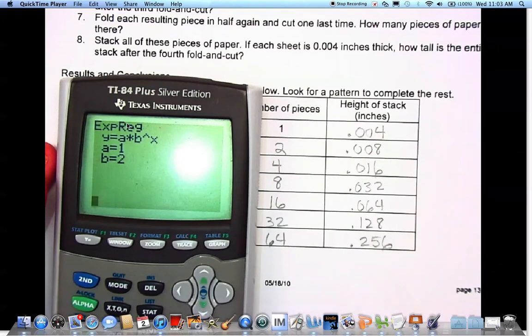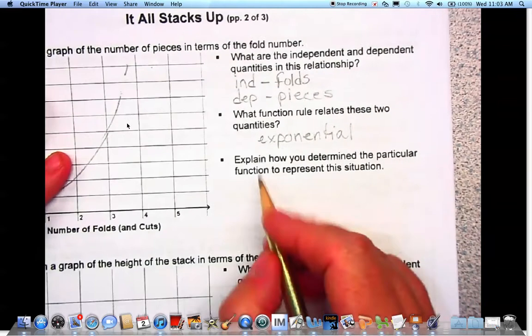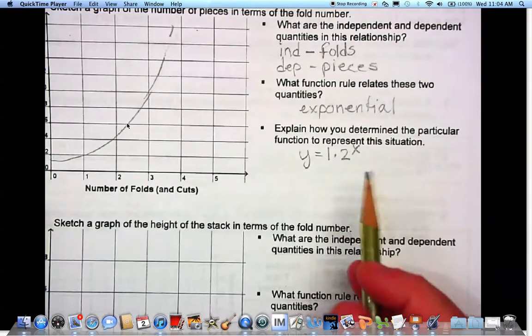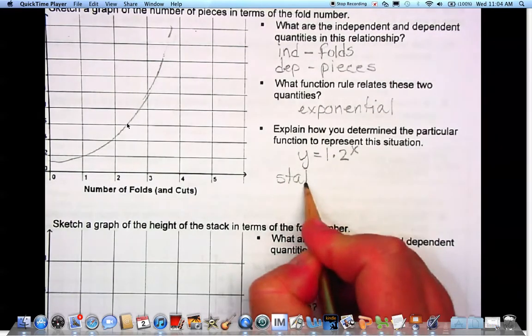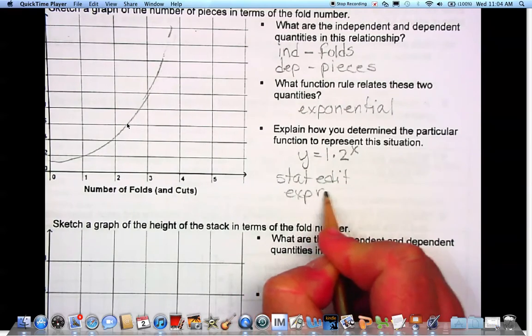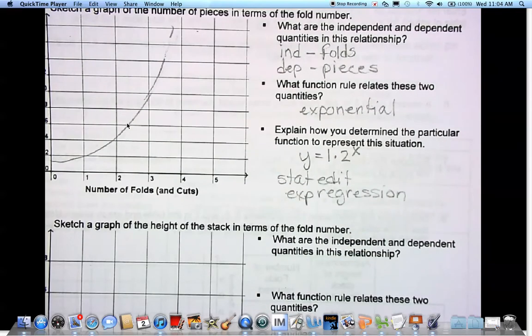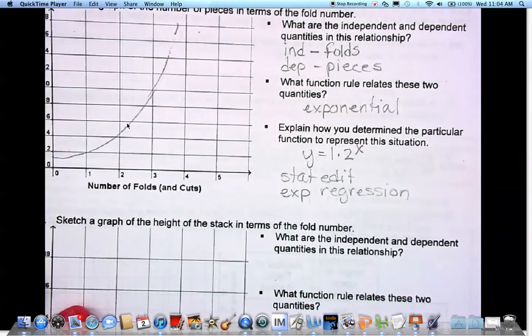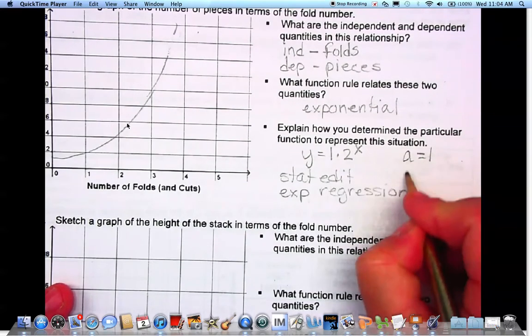Okay, so we've got y equals 2 to the x. Let's write that down. Y equals 1 times 2 to the x. Okay, then how did we get this? What did we just do? What's that called? Okay, we did stat edit, and then we did stat calc, exponential regression. ExpReg is what I should have put. Okay, and what was A? A was 1, and B was 2.